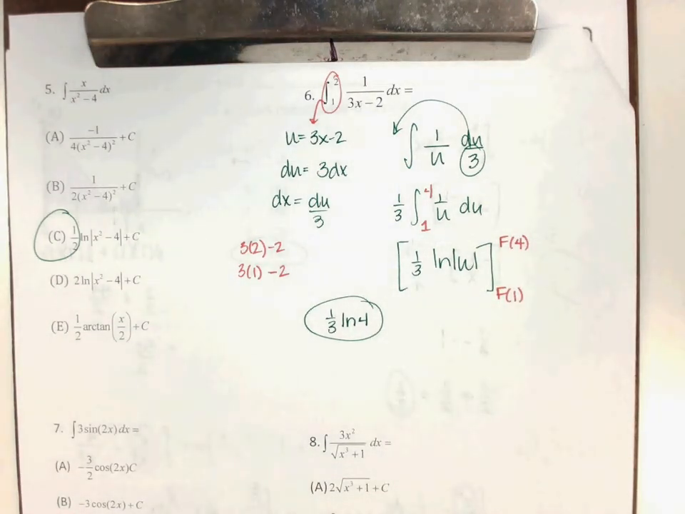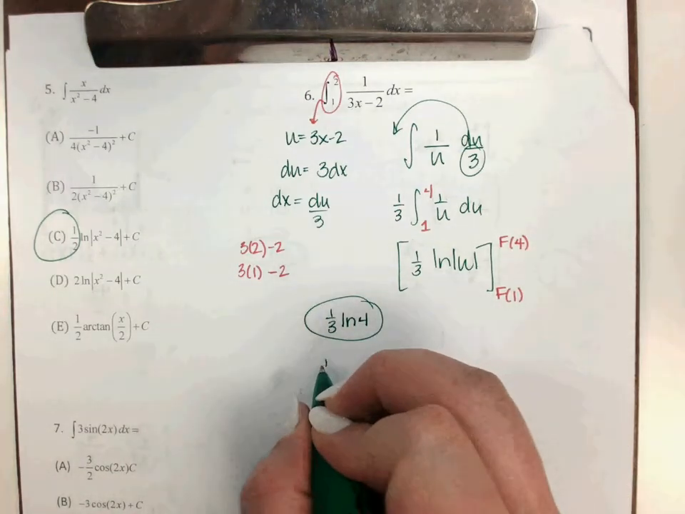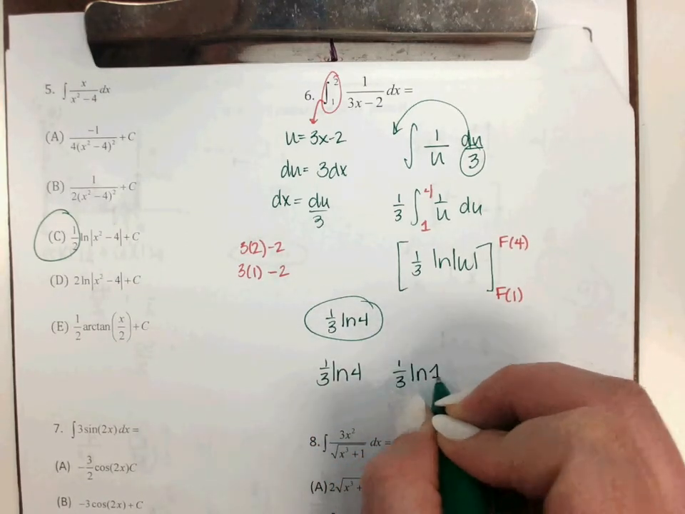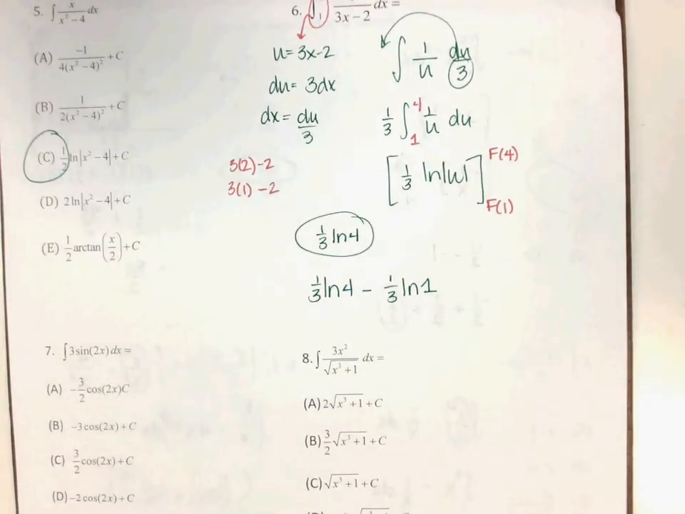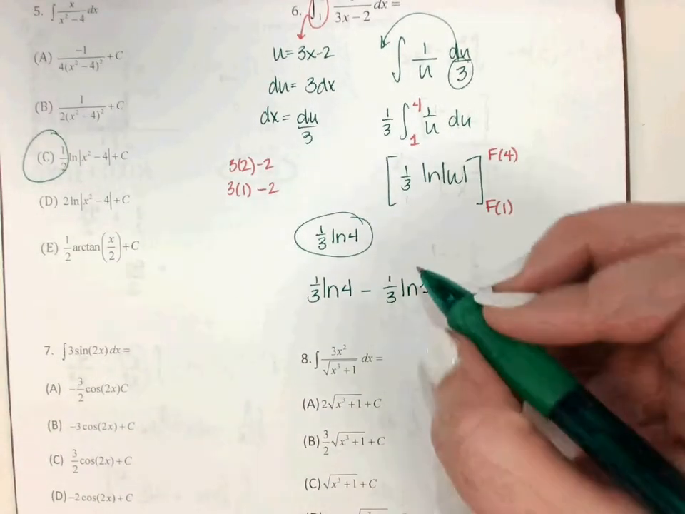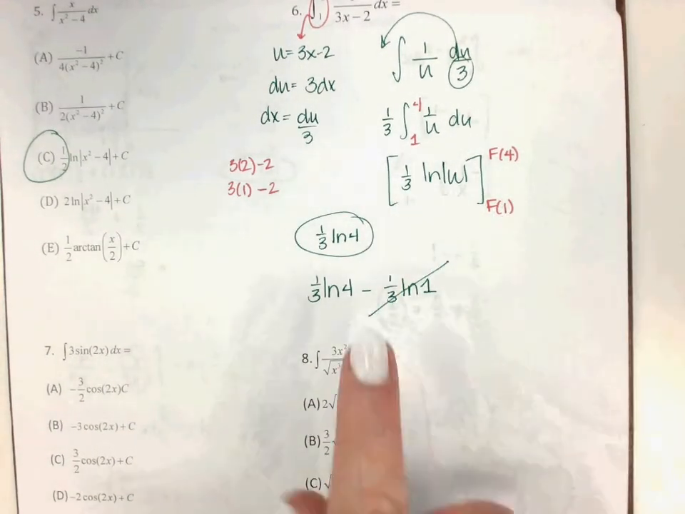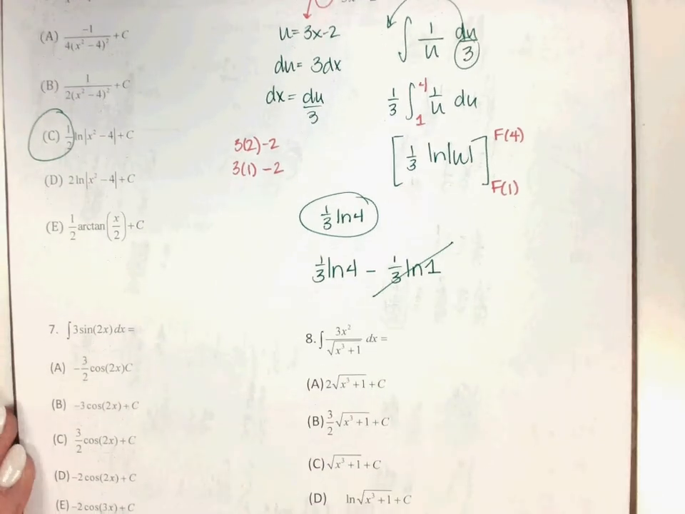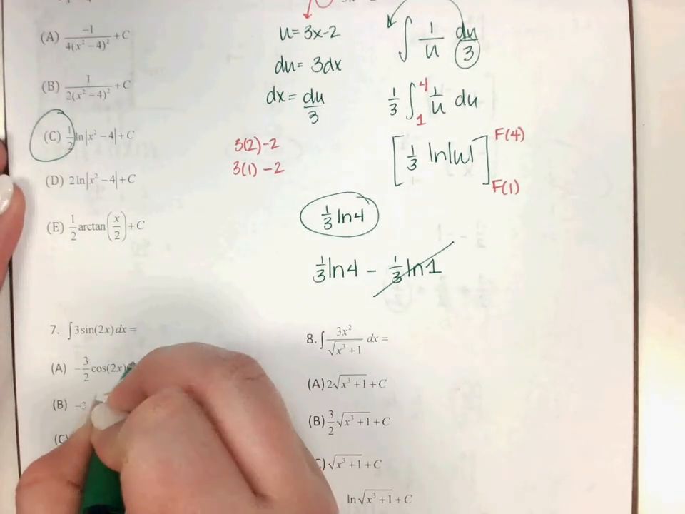Does that make sense? So on top, I get a 1/3 ln 4. On bottom, I get a 1/3 ln 1. But then what did we say the ln of 1 is? 0. And if this whole term is 0, then that's my answer. Make sense? Okay, try number 7. Make sure you fix answer choice A. Should be a plus C here.